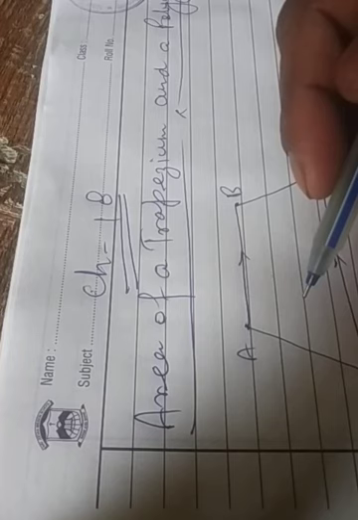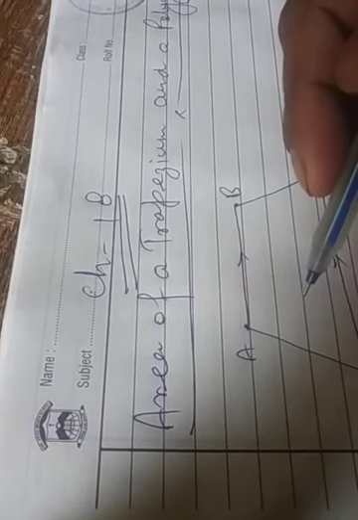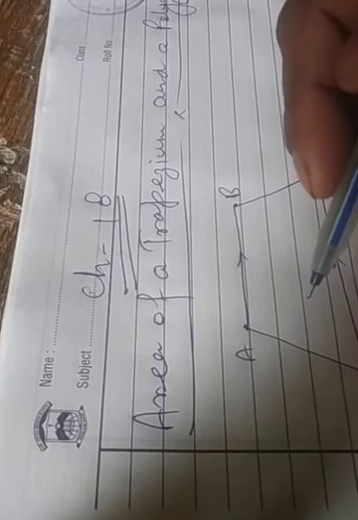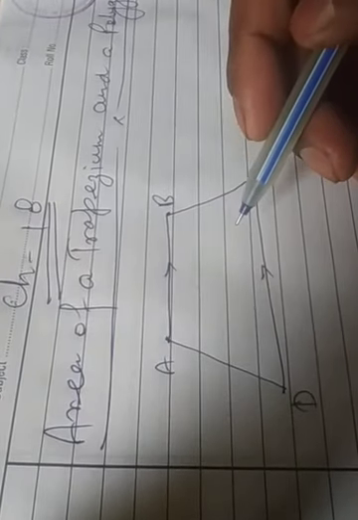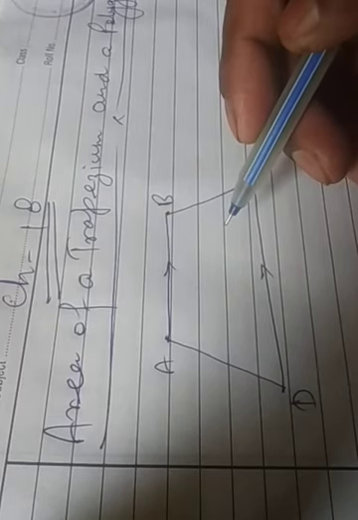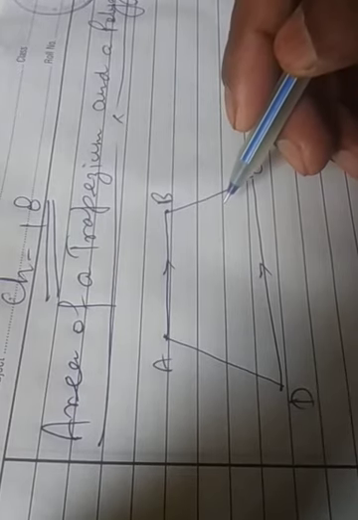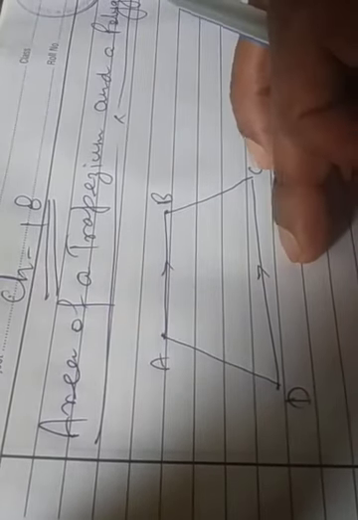Good morning, students. We are going to discuss your chapter number 18, which is area of a trapezium and a polygon. First of all, we will discuss the polygon trapezium, and we know that a trapezium is a kind of quadrilateral in which one pair of sides are parallel to each other and one pair of sides are non-parallel.